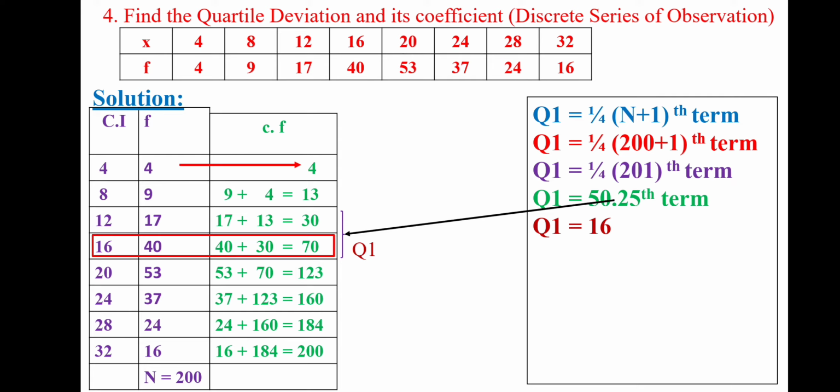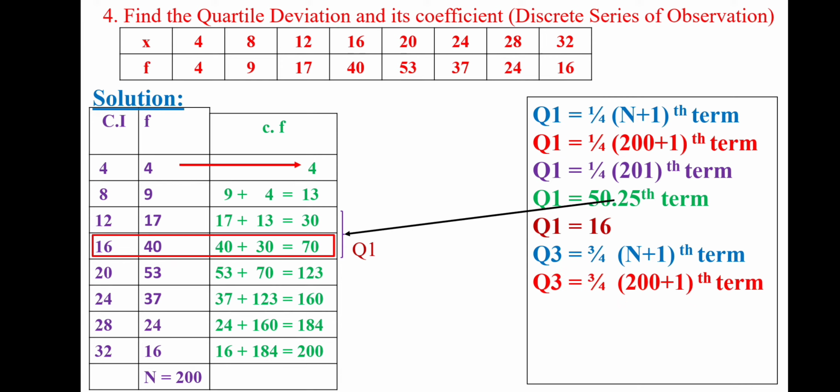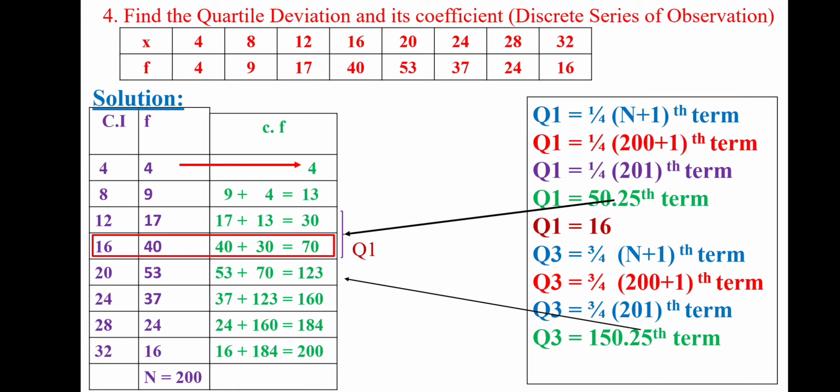Q3 can also be found by this method. The Q3 formula is the 3/4 of (N plus 1) term. Here N is 200 plus 1, that is 201, multiplied by 3 and divided by 4. So you can see the 150.25th term lies between 123 and 160. In that, the maximum is 160. For that, the x value is 24. So Q3 equals 24. This is the way we can find Q1 and Q3 for a discrete series of observations.